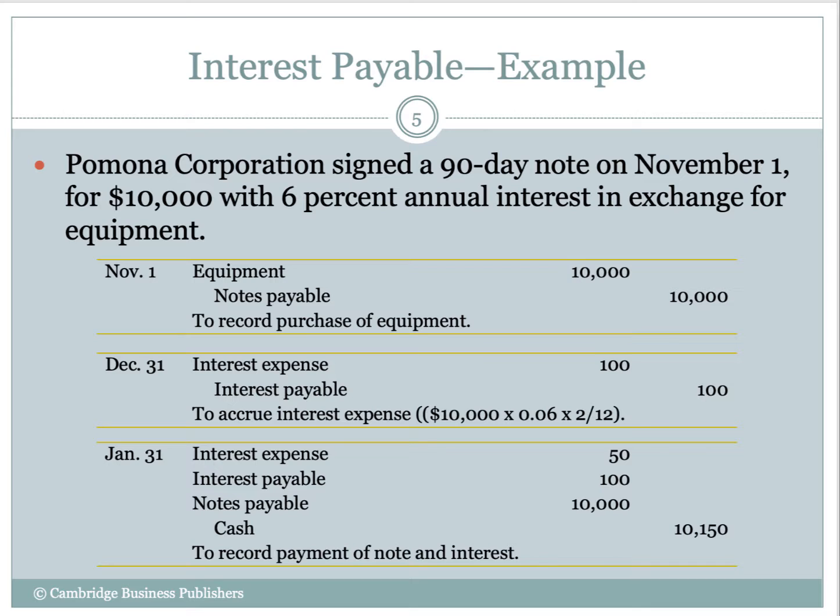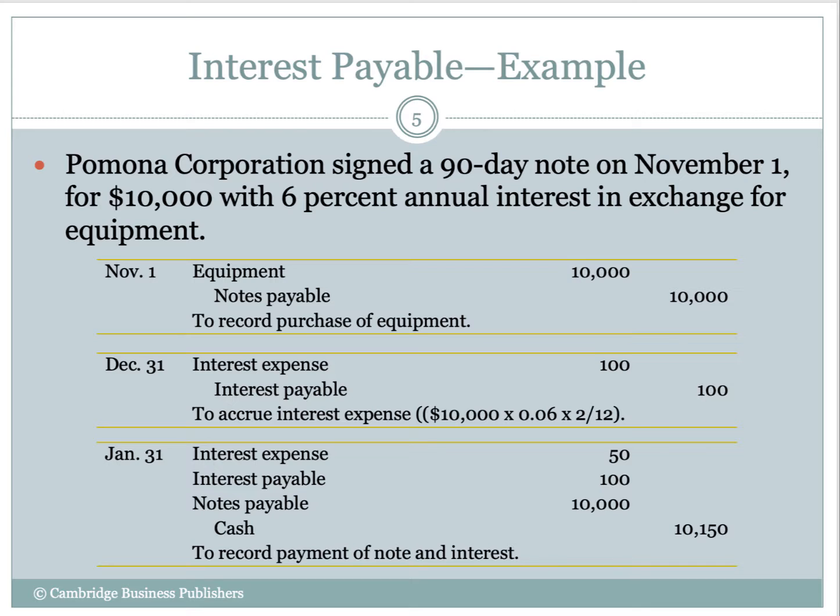6% for the entire year. Well, we're not borrowing 10 grand for the entire year. We're only borrowing it for 90 days, right? So we need to calculate that 90 days' worth of interest based on that yearly interest rate that they quoted, okay? But we're at December 31st now, and we just need to recognize that we've only really incurred 2 months of interest expense.